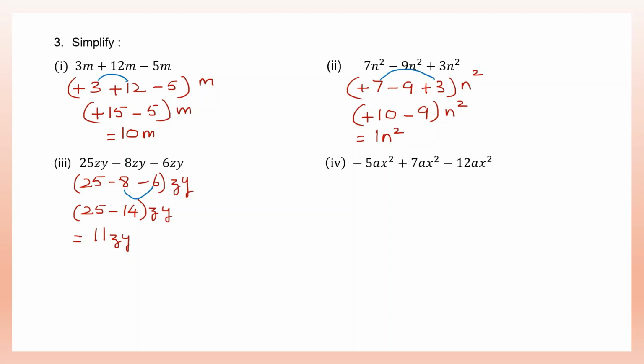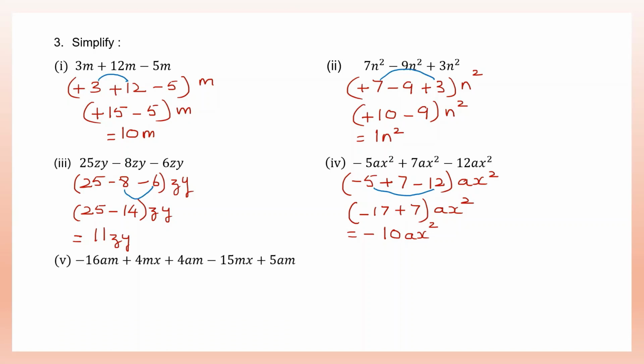We'll go to the next one, ax squared. Look at every term. The literal coefficient is the same. So we're taking only the numbers. Minus 5 plus 7 minus 12ax square. Add up the numbers that have the same sign. Minus 5 and minus 12 have the same sign. So let's put the same sign and add. 5 plus 12 is 17. Minus 17 plus 7 ax square. When signs are different, put the sign of the bigger number and subtract. 17 minus 7 is 10, so minus 10 ax square.